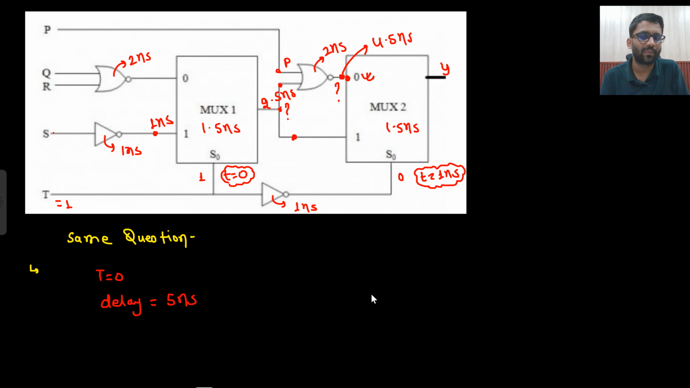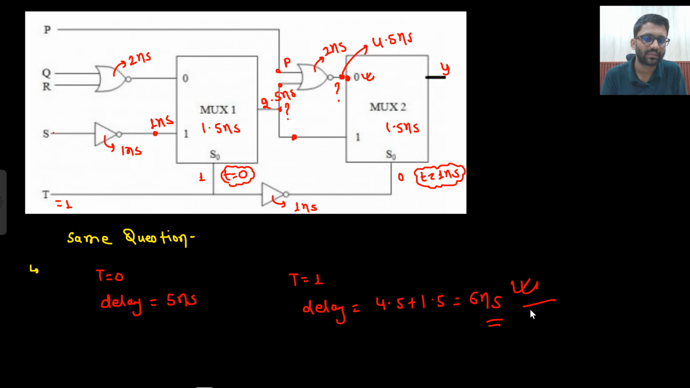So that will be 4.5 plus 1.5. So t equals to 1, the delay would be 4.5 plus 1.5, that would be 6 nanosecond. So what will be the answer? This would be the answer.